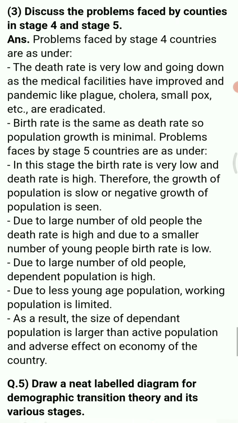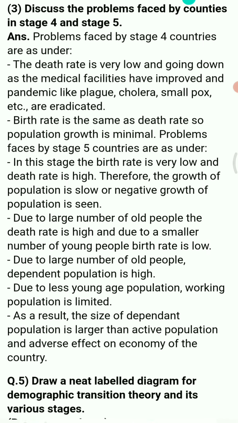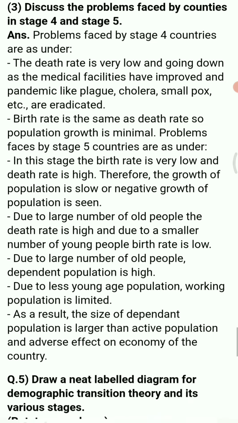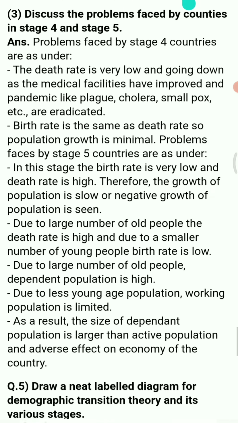Now the next question is, discuss the problems faced by the countries in stage 4 and stage 5. Now what can be the problems faced? The problems faced can be that the death rate is very low and going down, as the medical facilities have improved and pandemics like plague and cholera are being eradicated. Birth rate is the same as death rate, so the population growth is minimal. Problems faced by the stage 5 countries are as under.